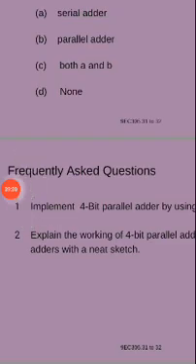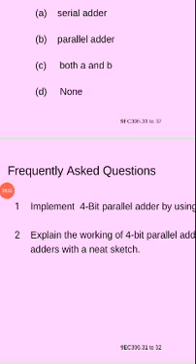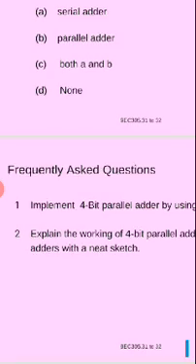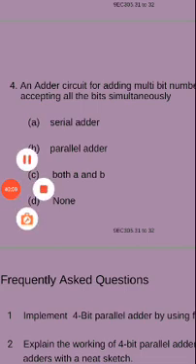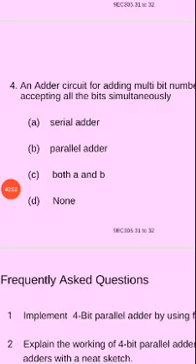So today we discussed about the parallel adder, how bits are added in parallel adder, and how carry is generated and how carry is forwarded to the next higher bit. All these are discussed, and to add n number of bits we need n number of full adders. These details we discussed today.